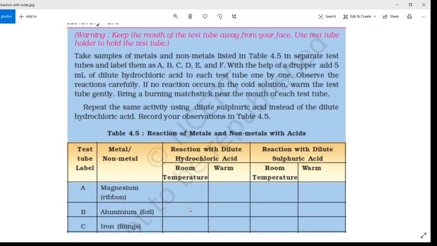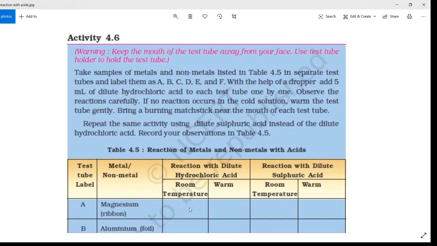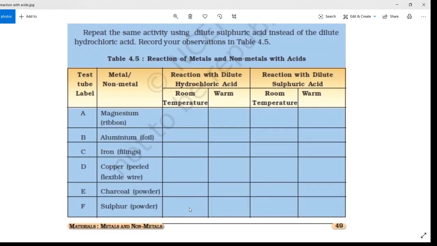So in this way, the next activity is activity 4.6. Here you have to tell the reaction of metals and non-metals with acids. You know, metals react with acids whereas non-metals do not react with acids. So for example, E, that is charcoal, and F, that is sulfur. These both are non-metals, so there will be no reaction with dilute hydrochloric acid or with dilute sulfuric acid.